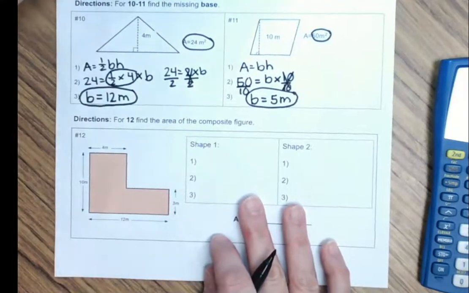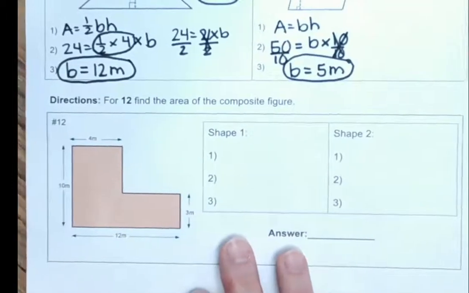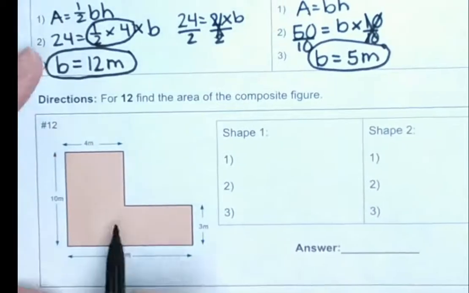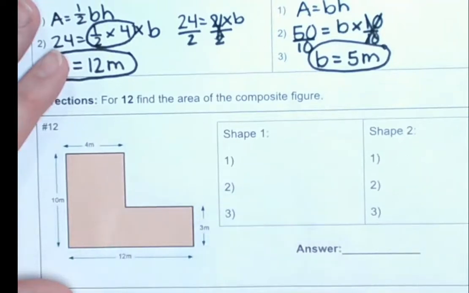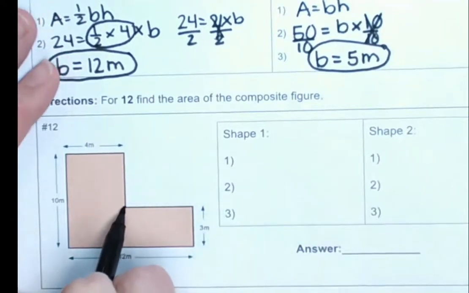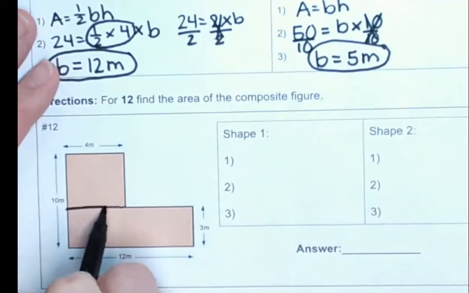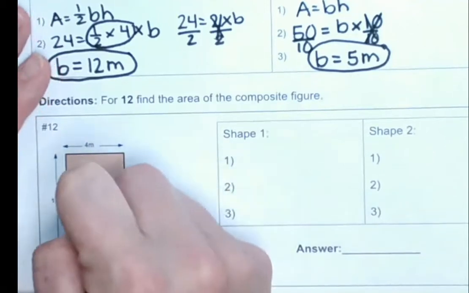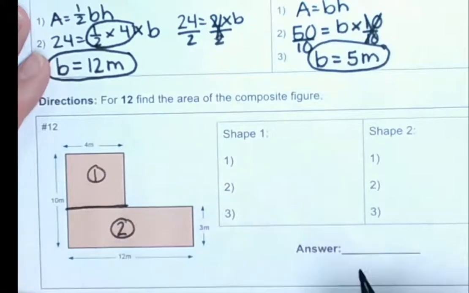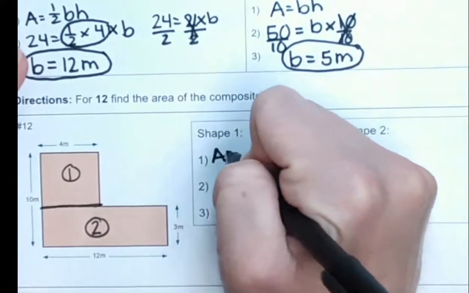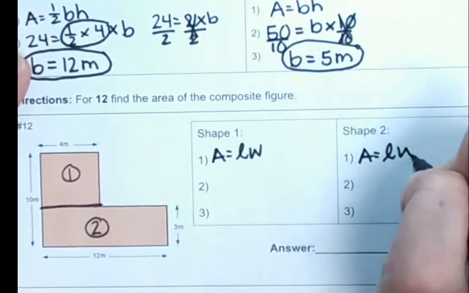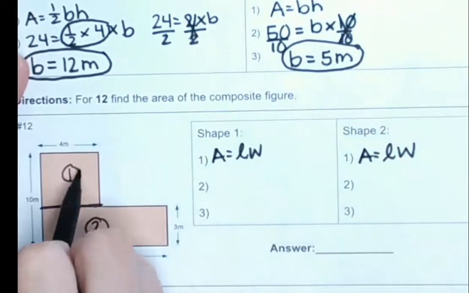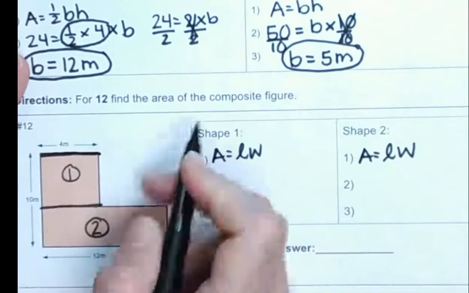And our last is our composite figure. Let me zoom in a little bit so we can see it. So you can either cross it this way or this way. I'm going to go with this way. Shape 1 I'm doing up here, shape 2 down here. They're both rectangles, so I know the formulas for each of them is area equals length times width. Shape 1, this is 4 right here.